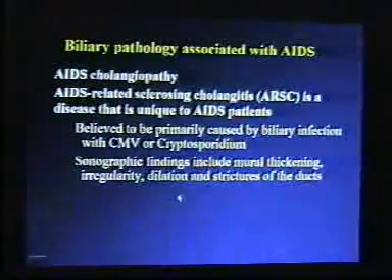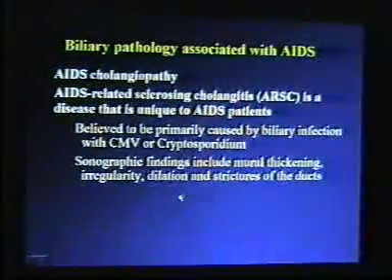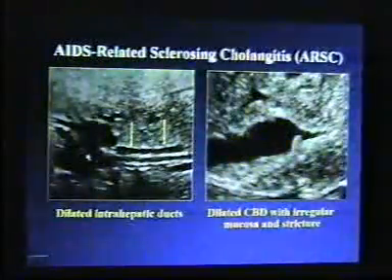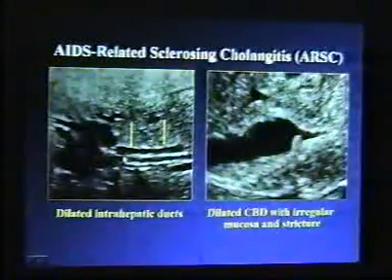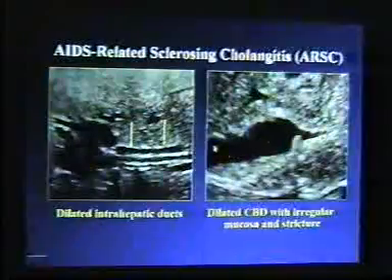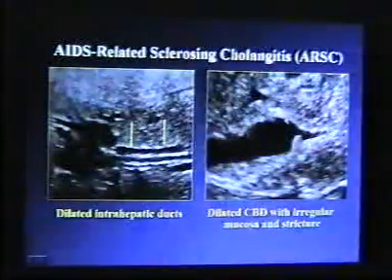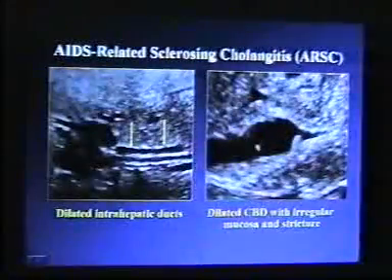Sonographic findings include mural thickening, irregularity, dilatation, and strictures of the ducts. There is AIDS-related sclerosing cholangitis. You can see the dilated intrahepatic ducts. Here is a dilated CBD with irregular mucosa. You can well appreciate the irregularity of the mucosa and a stricture there with the CBD.